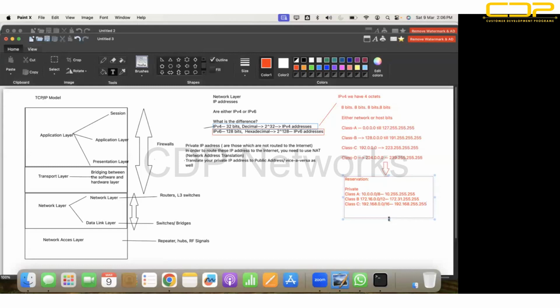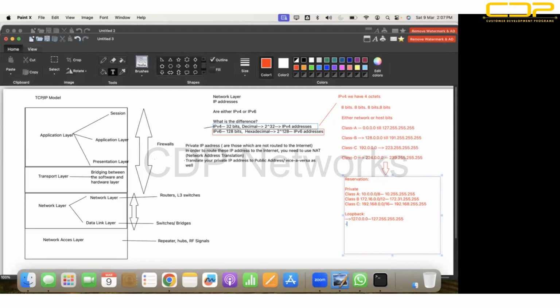Any other reservations you believe? Somebody said loopback IP address, right? What was the range? 127.0.0.0 till 127.255.255.255. Any other IP address? I think class D and class E.